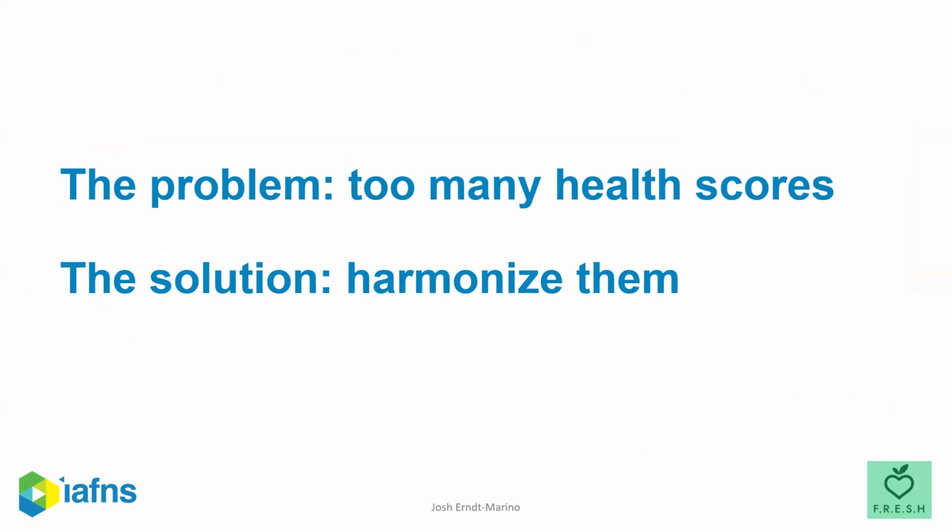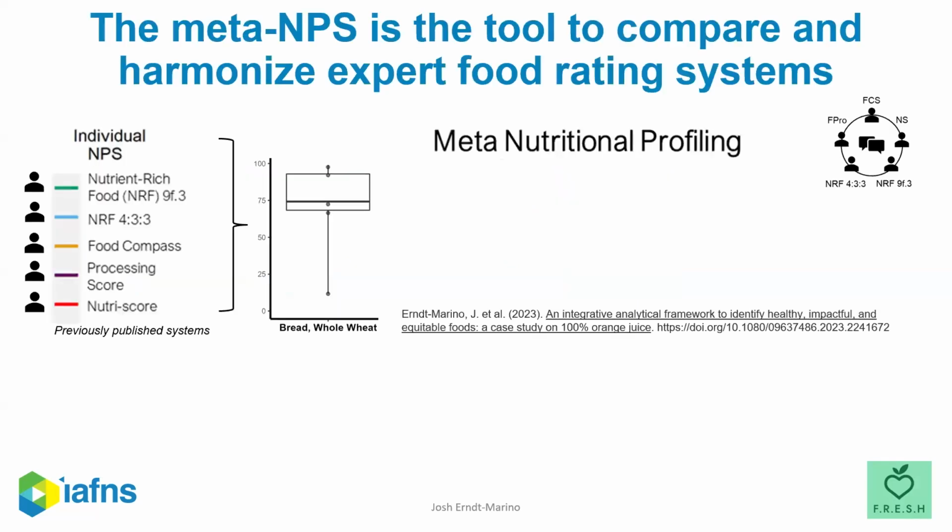And so our solution was to establish a framework and interactive tool to harmonize these disparate scoring systems, and in doing so, to highlight the circumstances surrounding the potential sources and key areas of disagreement. And that's really why this meta NPS was created. The innovation that was developed is using consensus as a way to harmonize these systems. Pretty much everything on the right-hand side beyond the individual nutrient profiling systems.